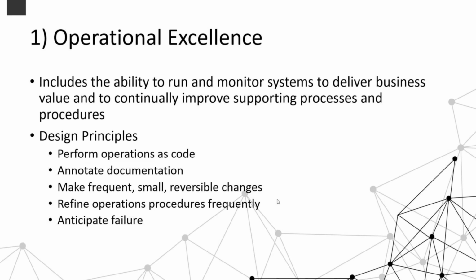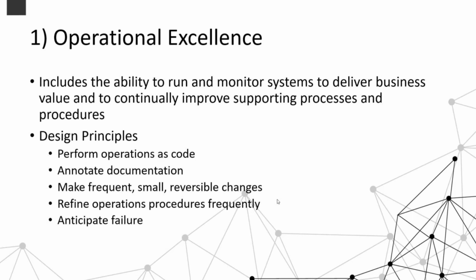Cool team. Now we need to make frequent, small, reversible changes. For example, if you make huge changes every 3 months, in case of failure, you may find it difficult to reverse. So go for small changes. In case of any failure, you can revert it very easily, right? Cool team. Finally, anticipate failure and learn from all your operational failures.